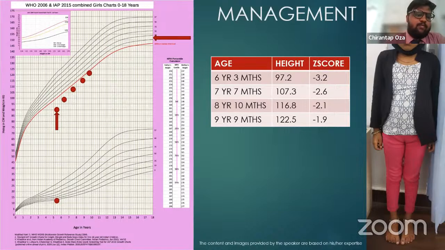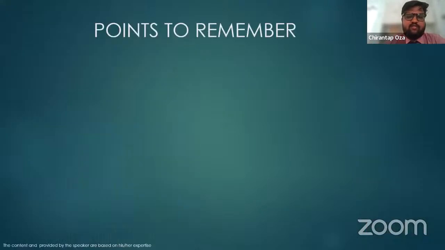So from being a severe pathological short stature, with the response to growth hormone, she's now just about on the third centile, which is Z-score of -1.9. So this is how amazing response of growth hormone can be seen in children with growth hormone deficiency.